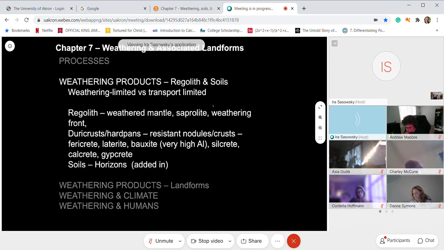Okay, I want to turn now to the second main part of this chapter, which is the weathering products. These are the things that are coming off, in particular, the solids. We know certainly that there are solutes that are being carried off by rivers and into the ocean and so forth, but what we're concerned with here are the solid products.